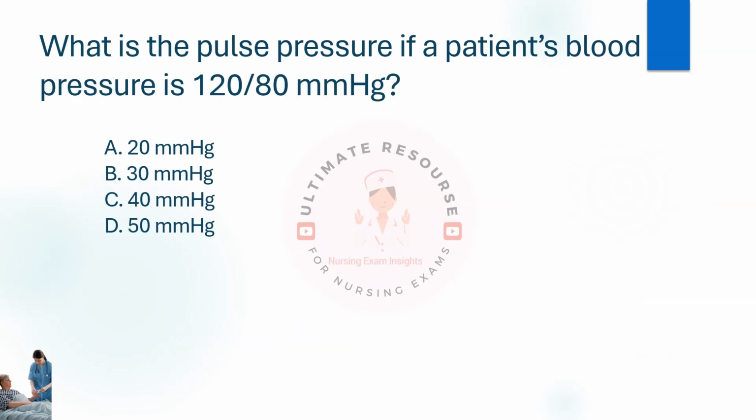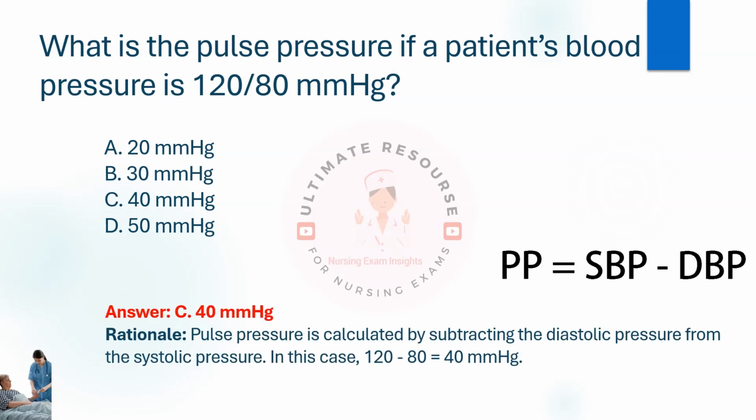What is the pulse pressure if a patient's blood pressure is 120 over 80 mm of Hg? Options are A. 20 mm of Hg, B. 30 mm of Hg, C. 40 mm of Hg, D. 50 mm of Hg. Answer is C, 40 mm of Hg.